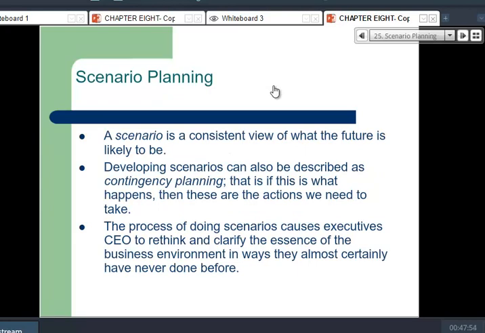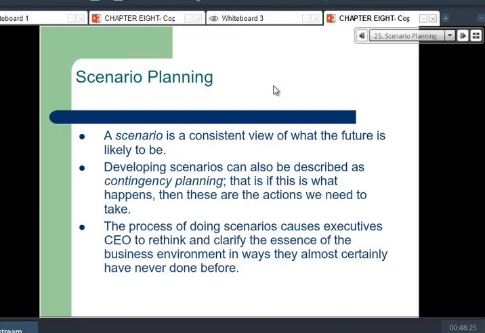Scenario planning is a consistent view of what the future is likely to be. So developing the scenarios can also be described as contingency planning, which is, let's say, if this happens, then these are the actions we need to take. Contingency planning here means predicting the future, but in a negative way.